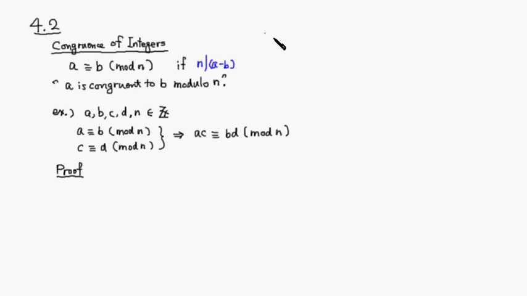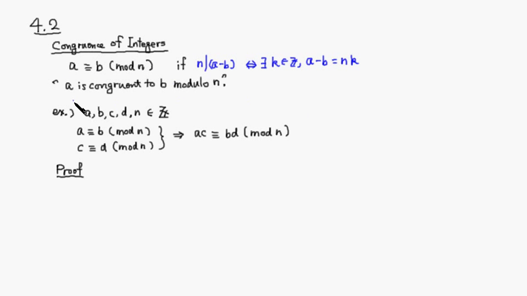By the definition of divisibility, this is equivalent to saying there exists some integer k such that the difference is a multiple of n, so A minus B is n times k. So that's the definition of A being congruent to B mod n.